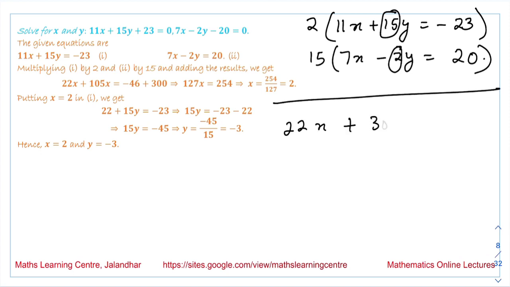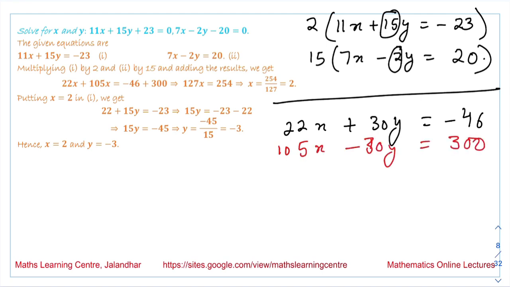22x plus 30y equal to minus 46. Second, we are multiplying these two equations over here. So the second equation that we will get from this is 105x minus 30y is equal to 300.